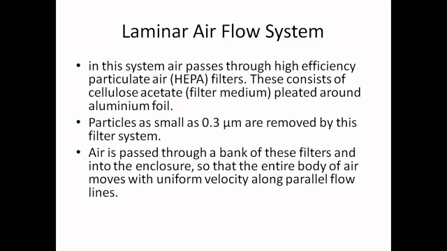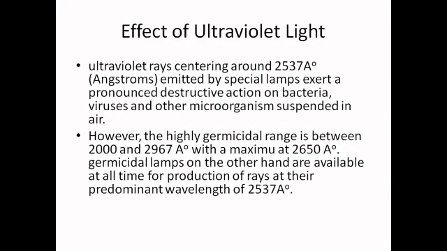In this system, air passes through the high efficiency particulate air filters, those consisting of cellulose acetate filter medium pleated around aluminum foil in the HEPA filters. Particles as small as 0.3 microns are removed by these filters. The air is passed through the bank of these filters and into the enclosed cabin, so the entire body of air moves at uniform velocity along parallel flow lines. This is used to control the microorganisms in air.